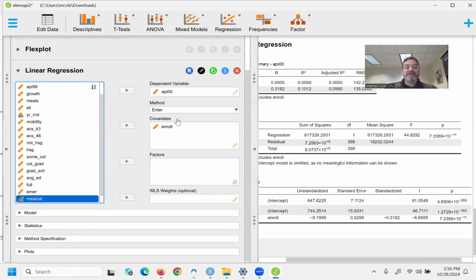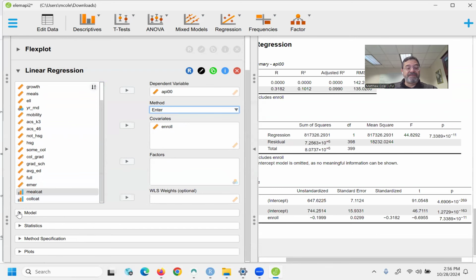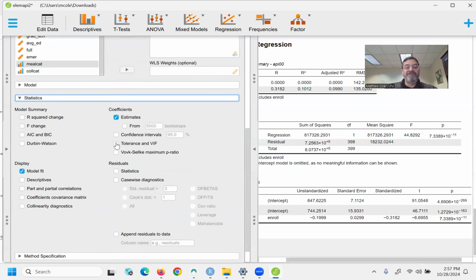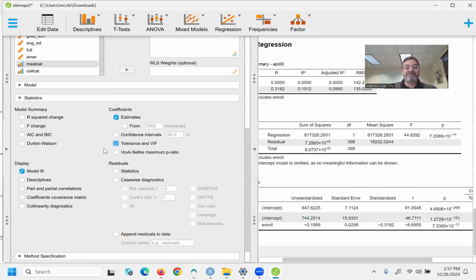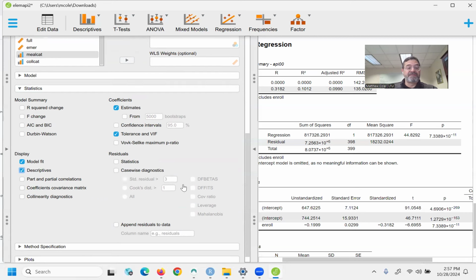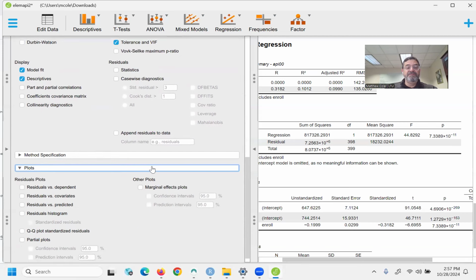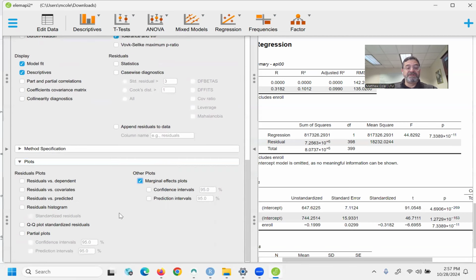And as far as the method, we're going to leave this as enter. We're going to be adjusting this next week, in the next lecture. We're not going to touch the model. Statistics, we're going to say, give us the tolerance and the variance inflation factor. Give us some descriptive statistics. And then in the plots, give us the marginal effects plots. All right.